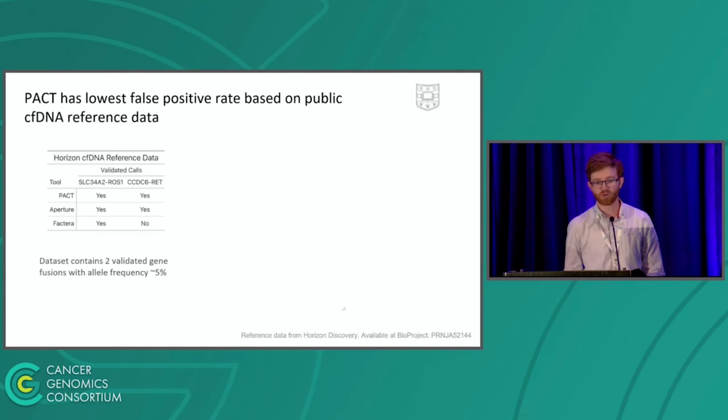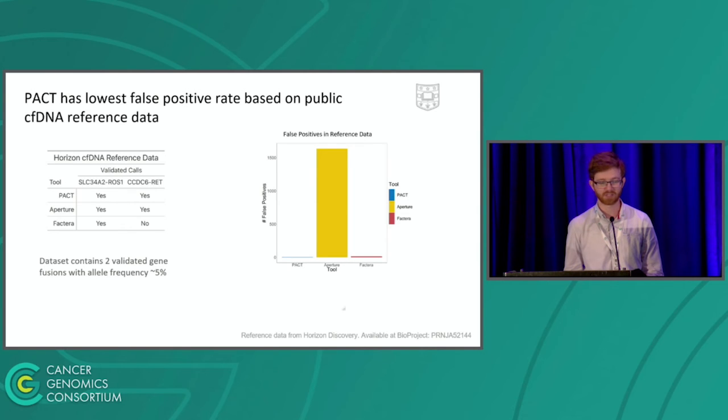Finally, we looked at a public cell-free DNA reference data set that was generated by Horizon Discovery. And they report that there are 2 validated gene fusions in this data. Both of them are expected to have an allele frequency of about 5%. And we found that only PACT and Aperture were able to detect those. However, Aperture reported almost 1,600 SVs in this data set, and so there just seemed to be a lot of false positives from that tool.